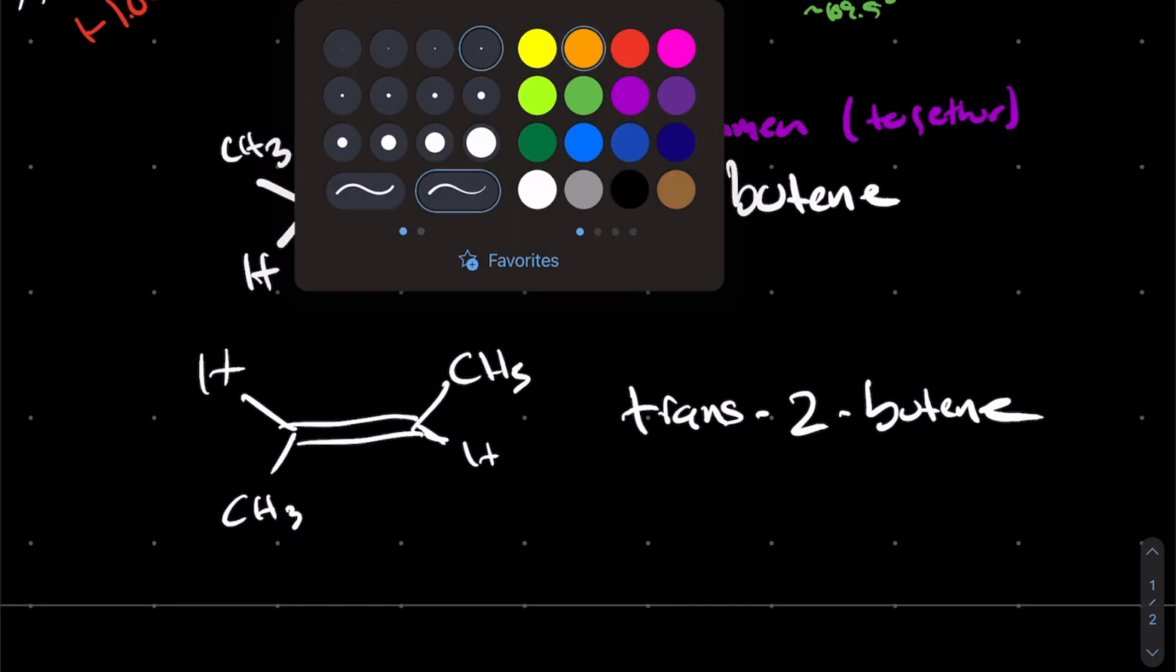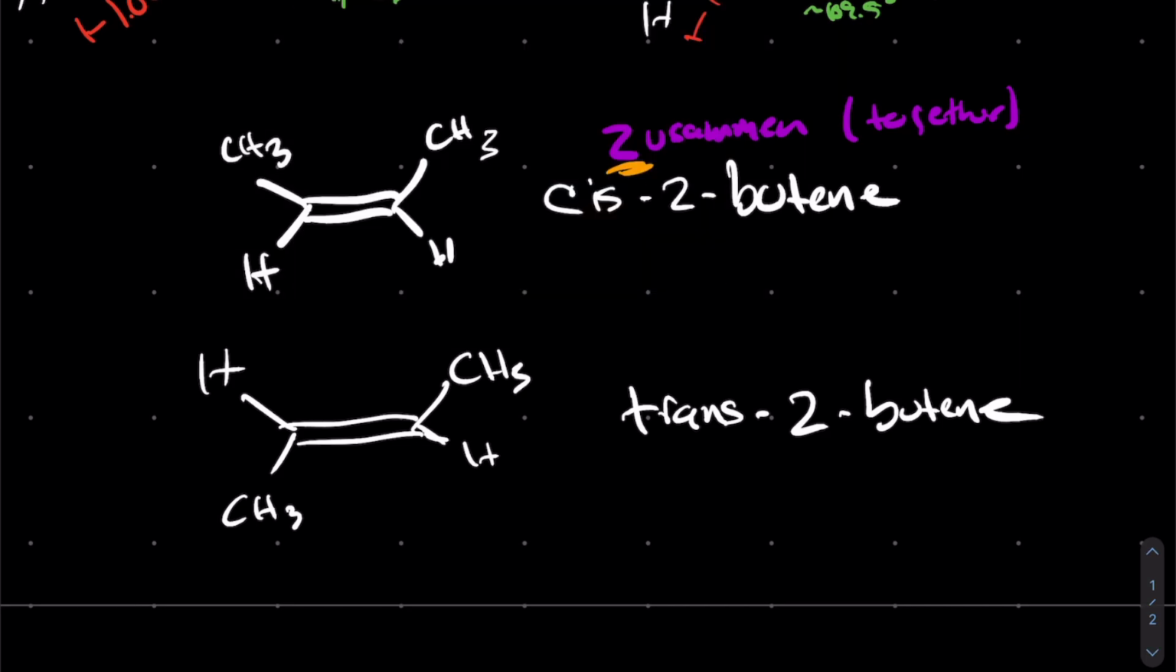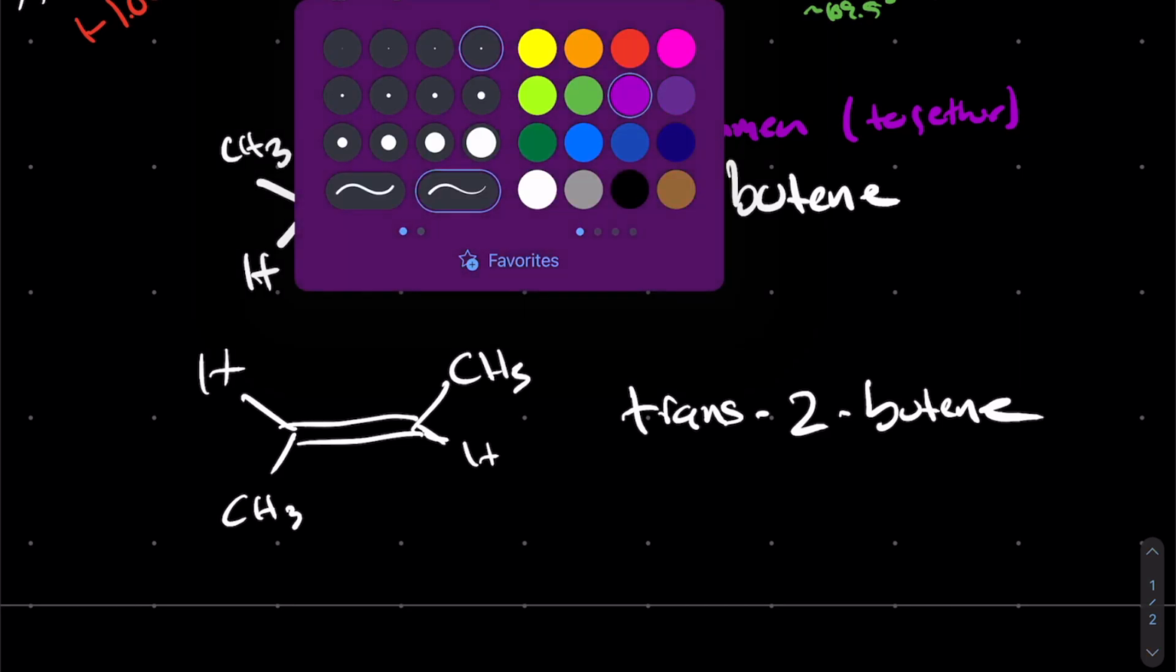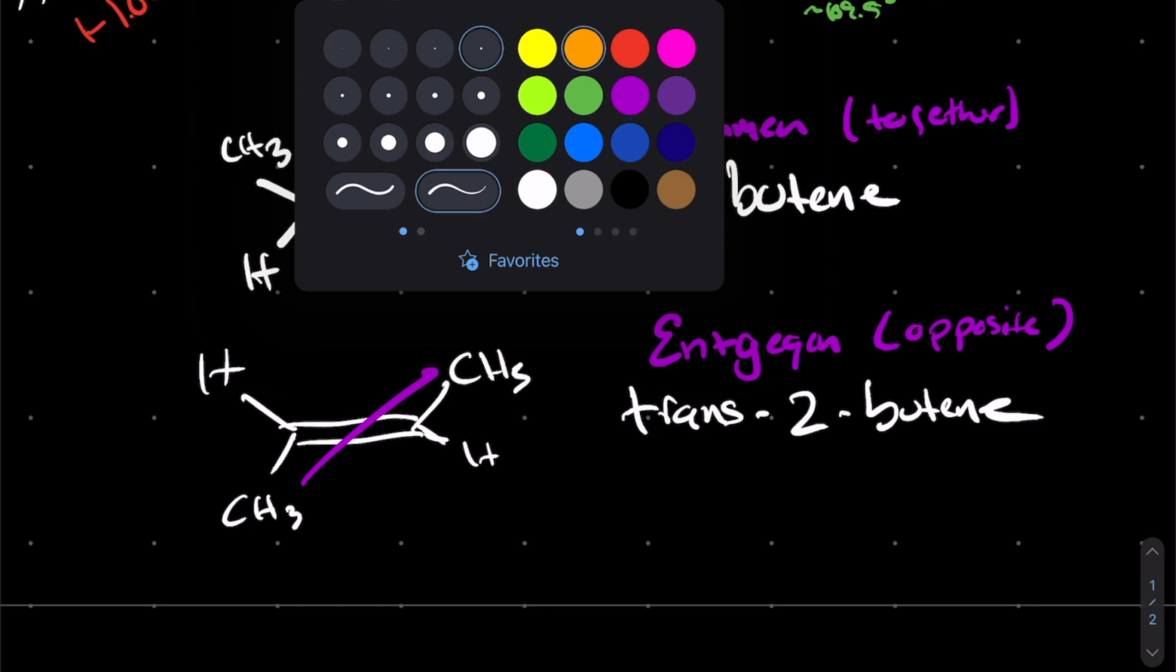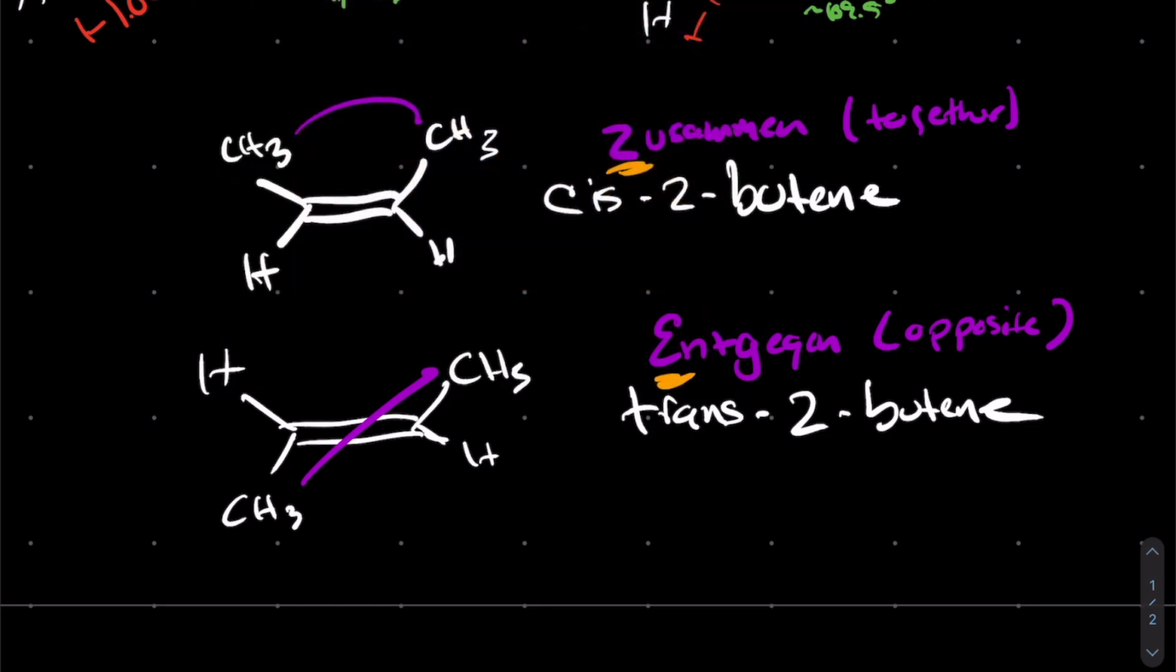All right, and if they're zusammen, then that's a Z. And if they're on opposite sides of each other, so zusammen, and if they're opposite, then they would be entgegen. And capital E, entgegen. All right, that's opposite, and that would be E. So trans is entgegen, cis it's zusammen, and then that is how we would get a name.